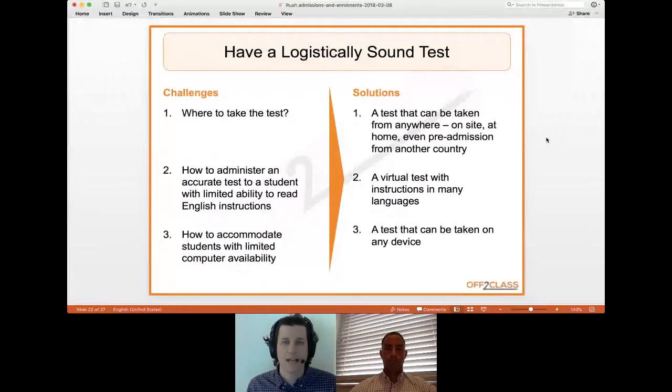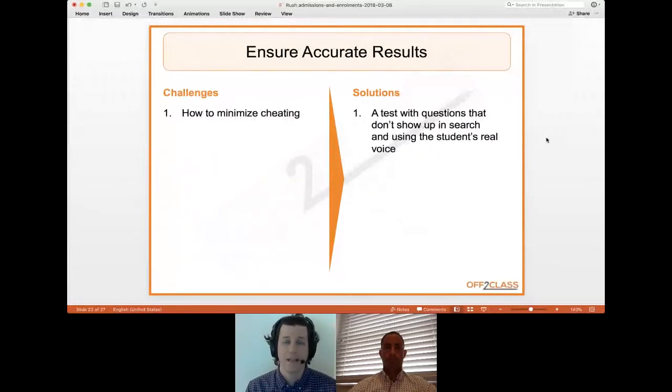So let's move on to our last three best practices, and that's how do we ensure accurate results? So number one, cheating. It's just kind of an academic reality, and how do we minimize this? Well, there's a couple of ways that you could minimize cheating on the placement test. Number one is if you have questions that are original, not questions that were sourced from anywhere. Questions that if you pasted them into Google are not going to yield any results.